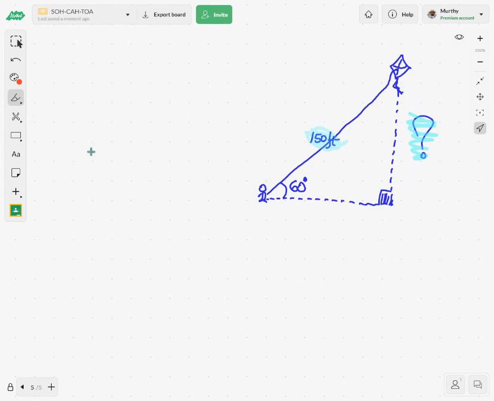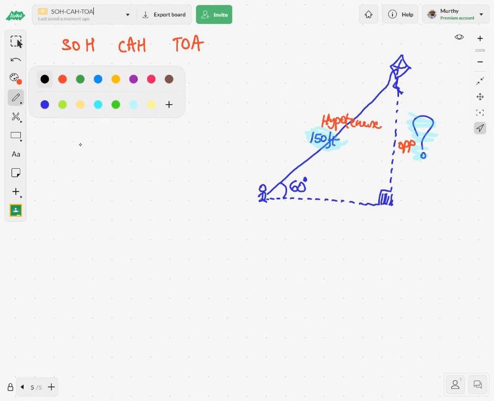So here I see that this is the hypotenuse, right? The value of hypotenuse is given, and you are asked to find the side opposite to the angle. So where do you find opposite and hypotenuse? Let's write SOHCAHTOA. So opposite and hypotenuse.